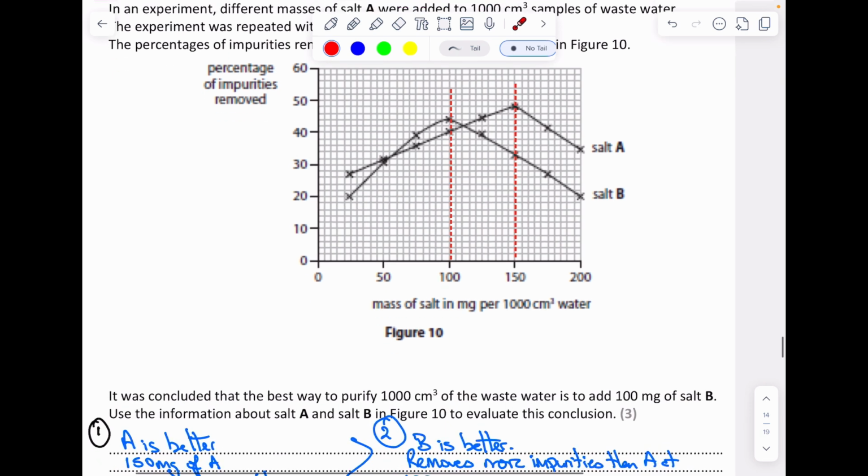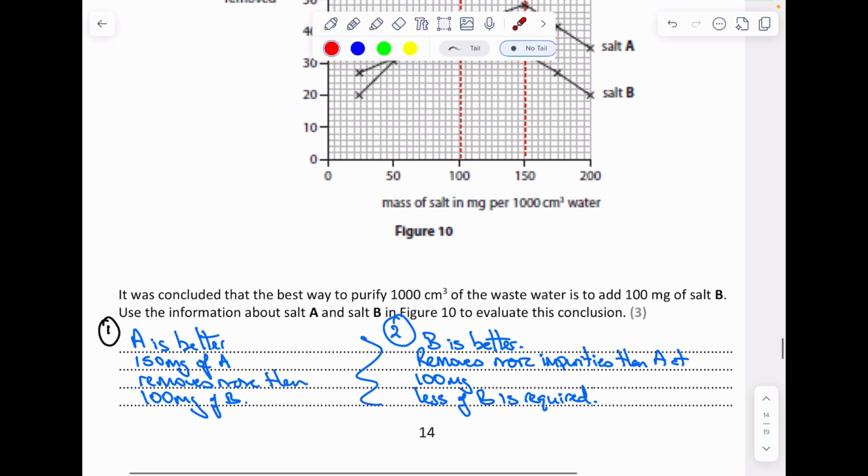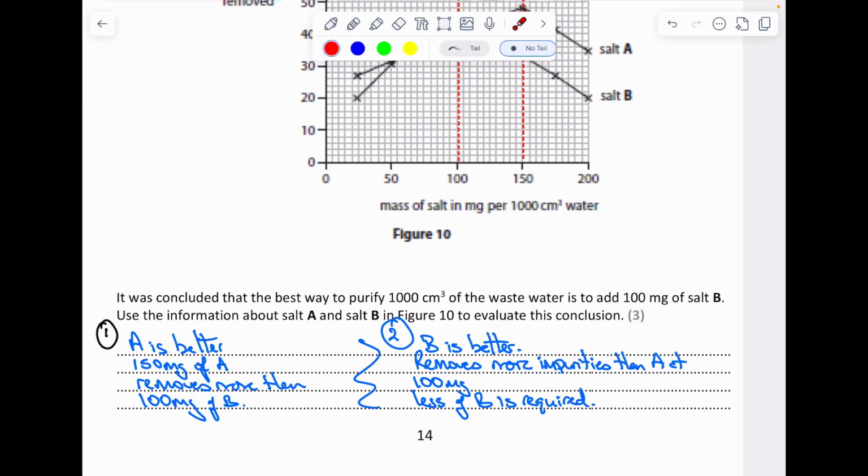So the question wants us to say A or B, which is best. It's suggesting that the best way to purify the water is adding B. So if you have a quick look at this, there's two different answers to this, and either answer is okay. So I've got answer 1, answer 2.